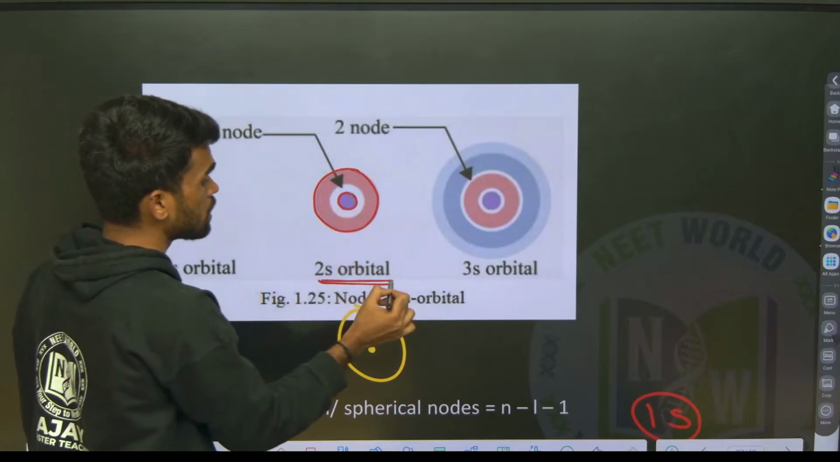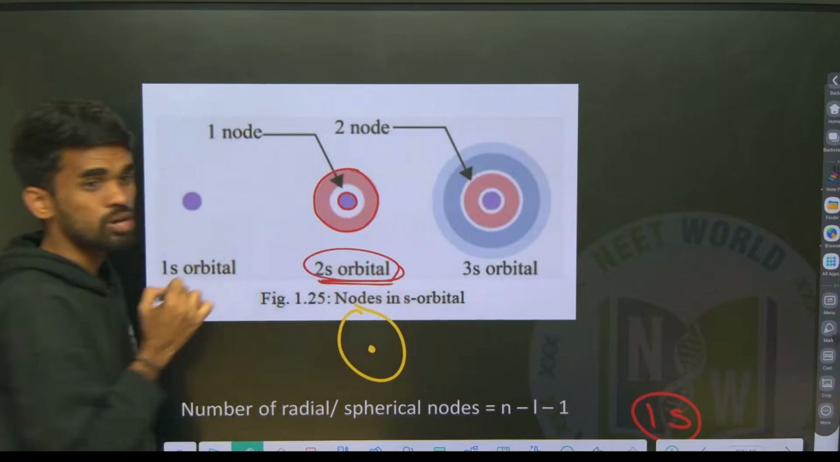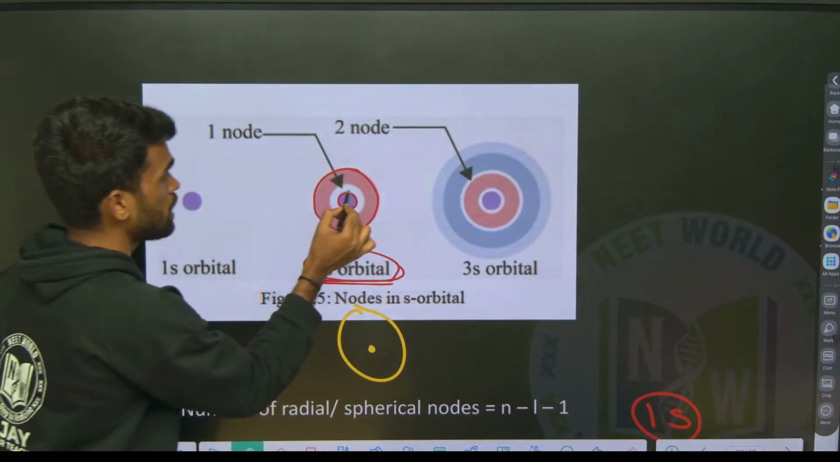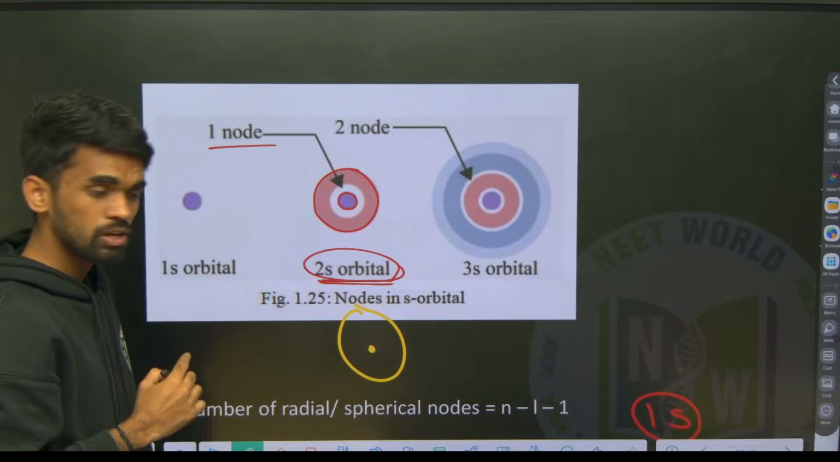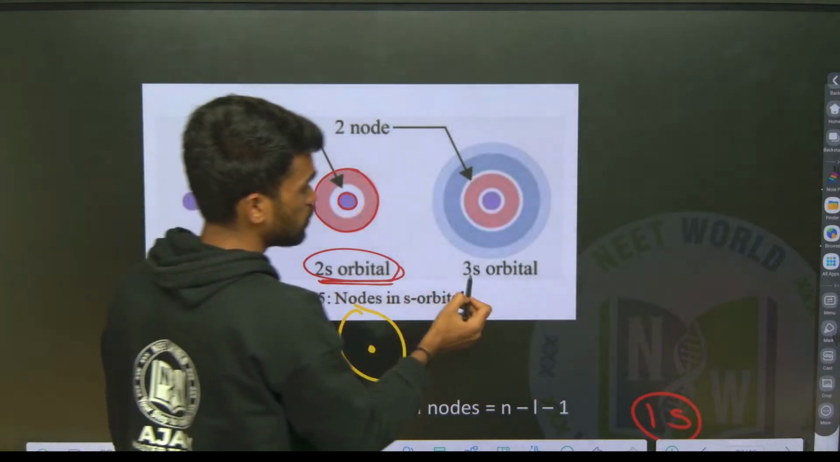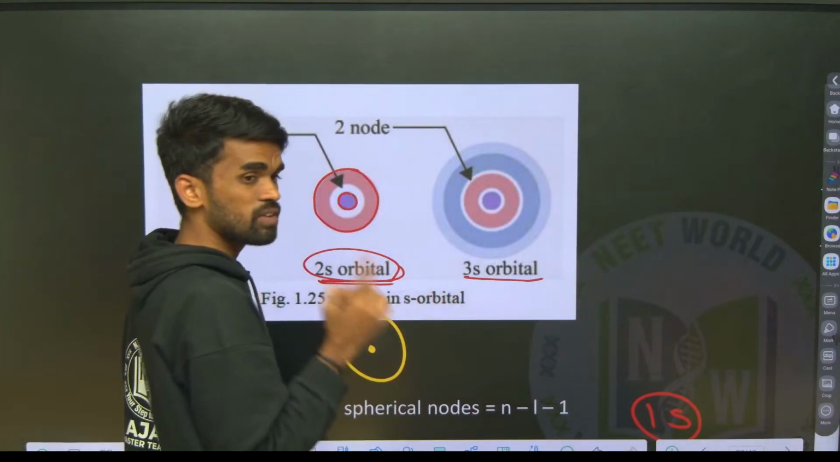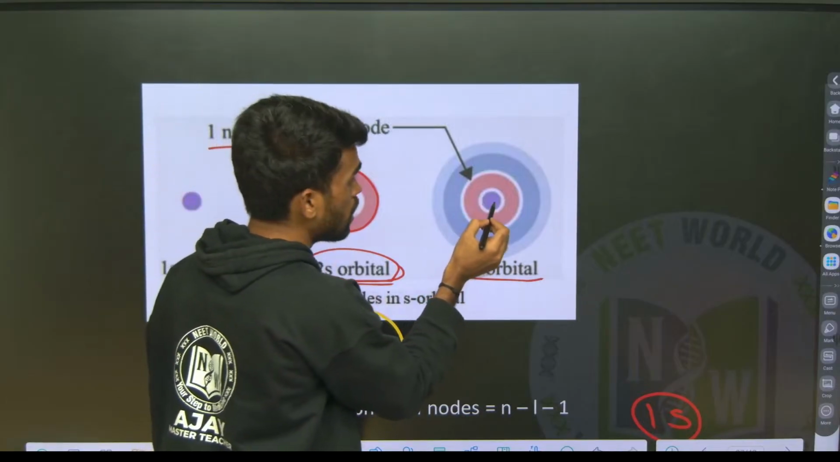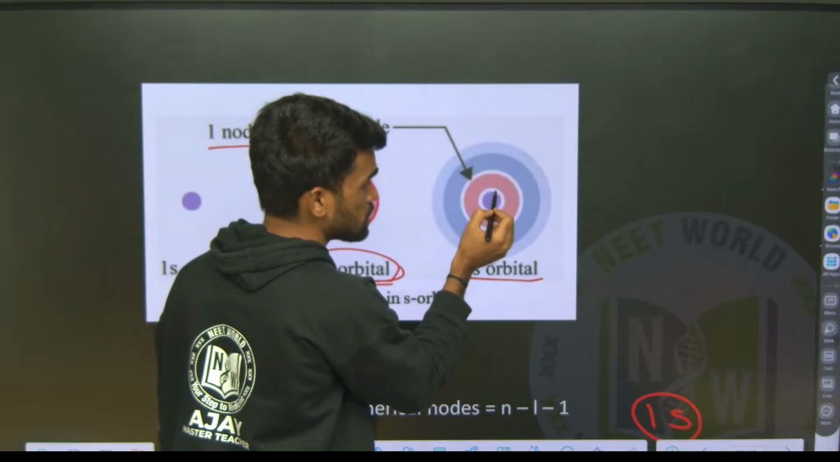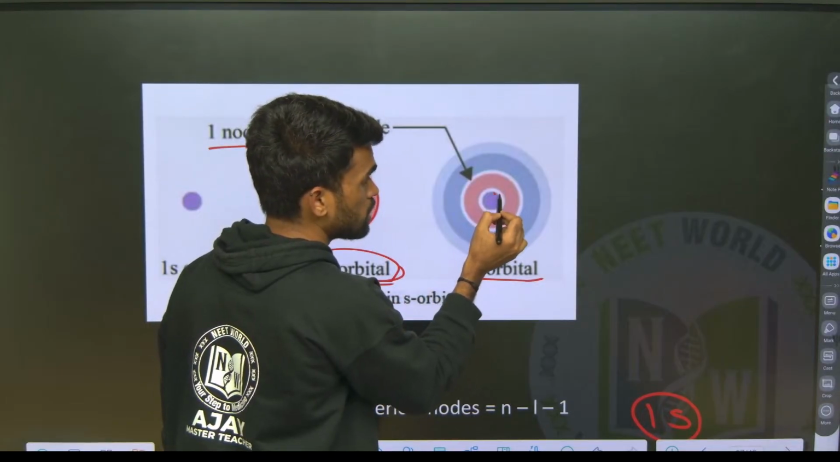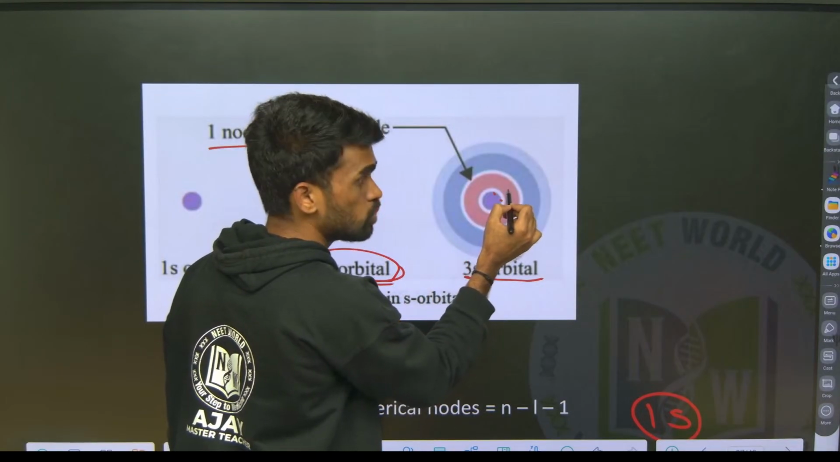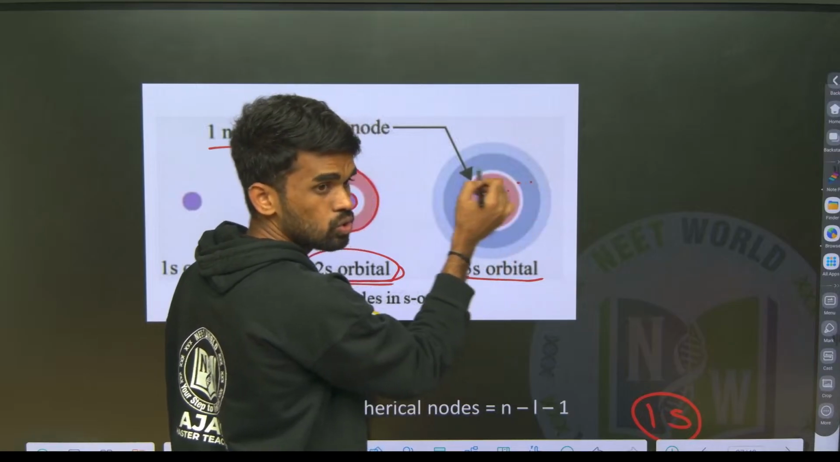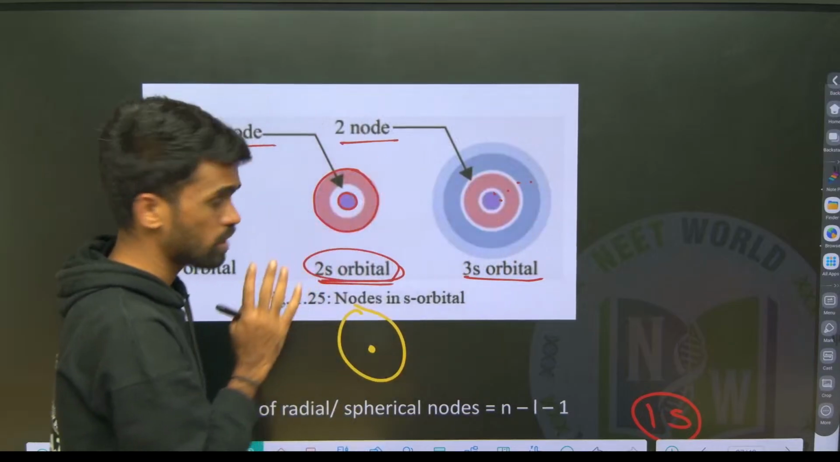So how many nodes are there for 2s orbital, they will ask. There will be one node here. I will tell you how to find that. And if you look at 3s, there will be 2 nodes. After crossing 1s orbital, between 1s and 2s one node, and between 2s and 3s another node. So total two nodes are there. Like that you can understand here.